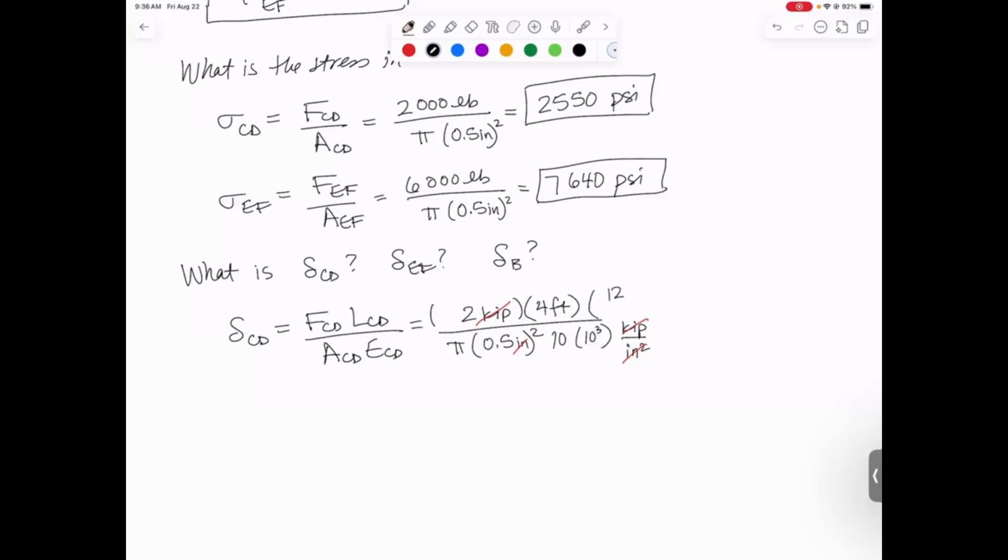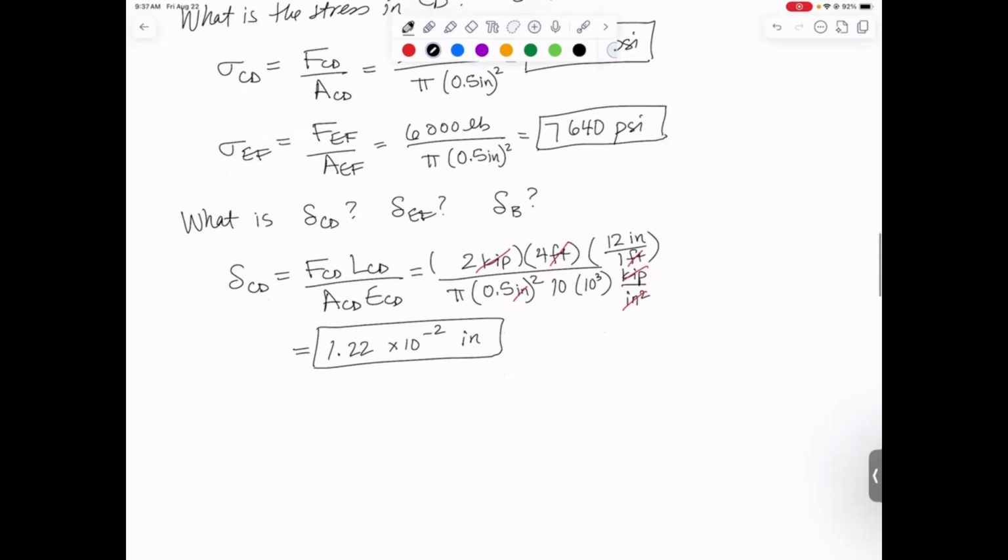Let's do a conversion factor. It'll take 12 inches to go 1 foot, and now our feet will cancel, and we'll end up with our answer in inches. So running that through my calculator, I get 1.22 times 10 to the minus 2 inches for delta CD. Small number, that's good, because all of our assumptions assume we have small deflections.